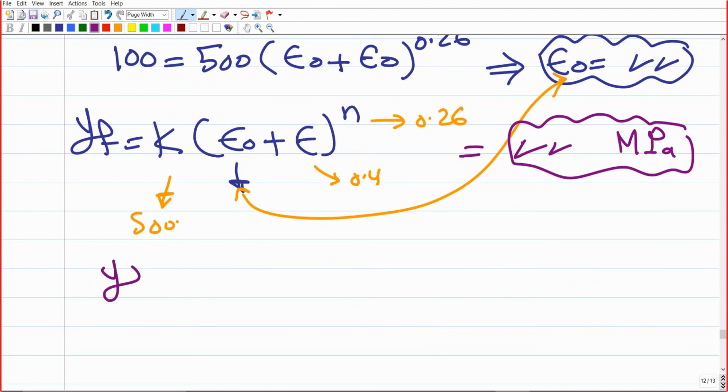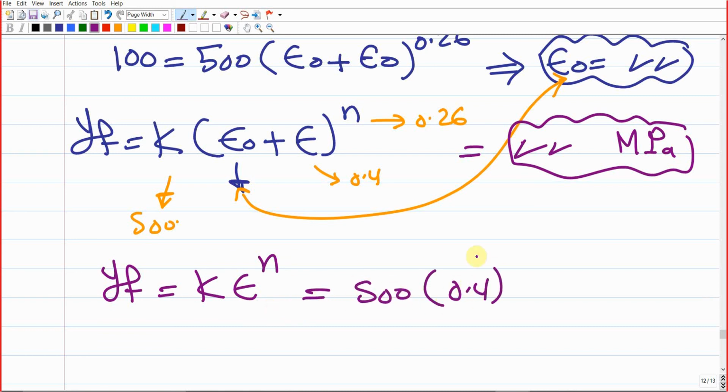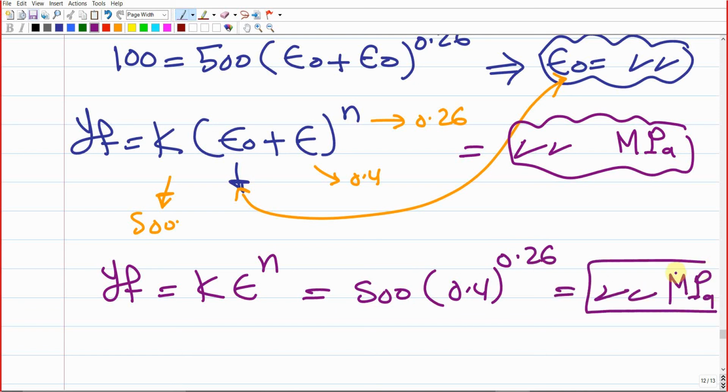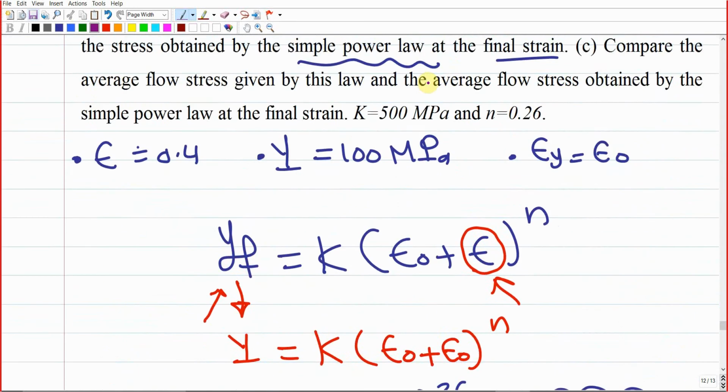So this is the flow stress according to this formula. How about the flow stress according to the simple power law? It is K epsilon power N. K is already 500, the epsilon is 0.4, N is 0.26. You're going to end up with another value. Compare between them and see which one is bigger than the other. This is for requirement B.